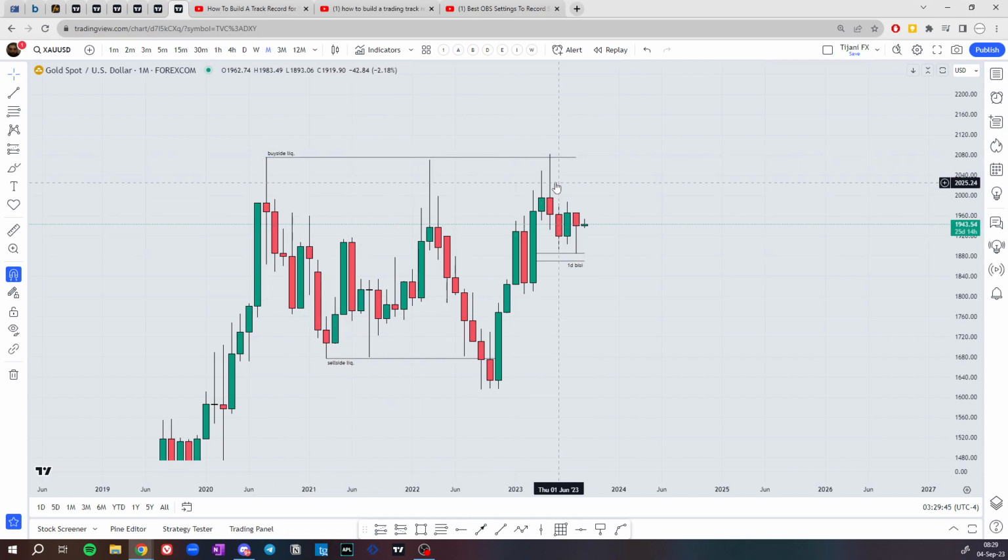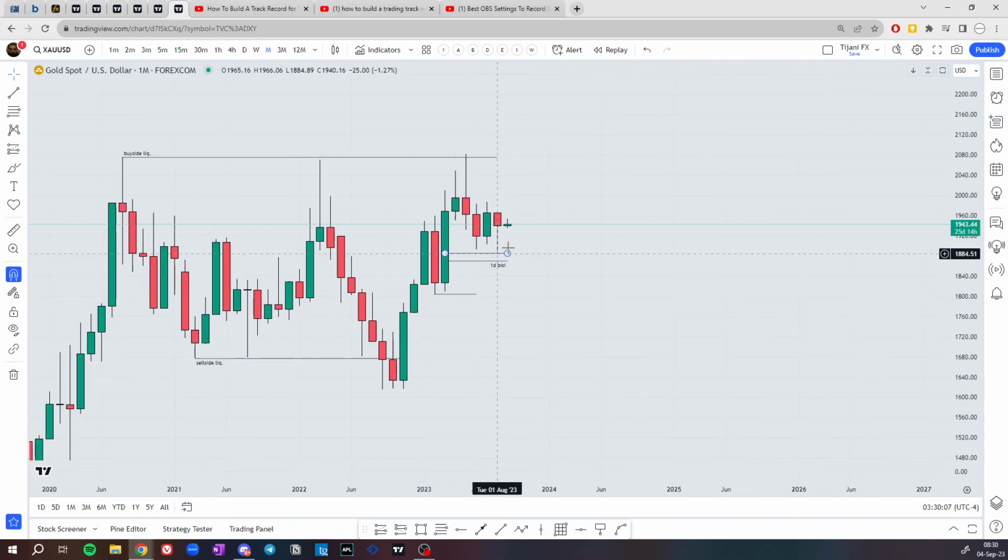Yes, price has taken the buy side liquidity above these highs with this candle, but I'm still expecting more buy stops. We're going to have a lot of buy stops above this high, and the IF is still bullish until this low is taken, this low here. I'm still expecting bullishness until this low is taken.